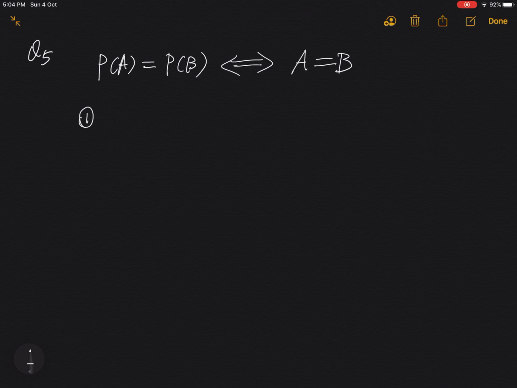For question 5, we need to prove the statement power set of A equals power set of B is equivalent to A equals B. It's a 2-direction statement, so we can prove this in 2 directions. So if we have the power set of A equals power set of B, then we will have A equals B. And also, if we have set A equals set B, then the power set of A equals power set of B.